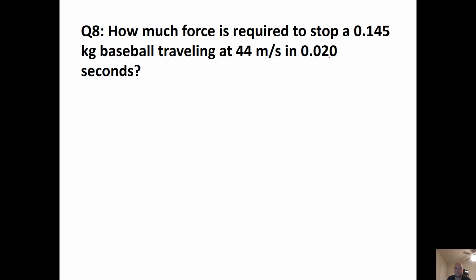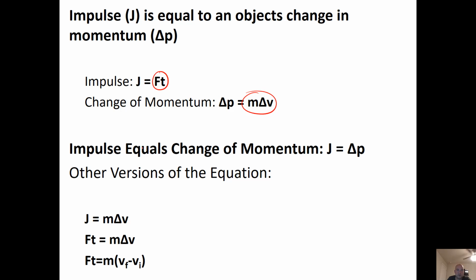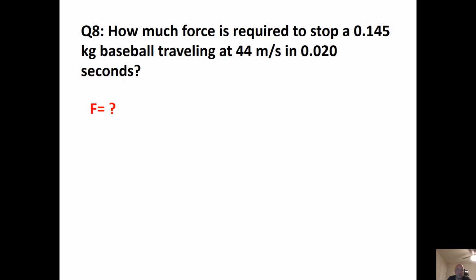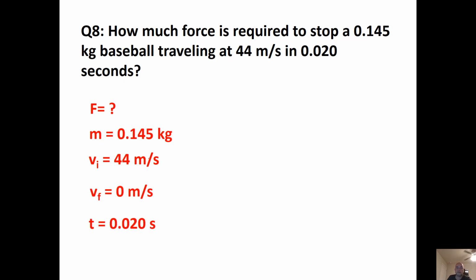How much force is required to stop a 0.145 kilogram baseball traveling at 44 meters per second in 0.020 seconds? So the given is going to be very important to pick the right equation out of all these equations right here. Force is what we're solving for. We're given a mass, an initial velocity, a final velocity, and a time, and so that's going to lead us to this equation right here.